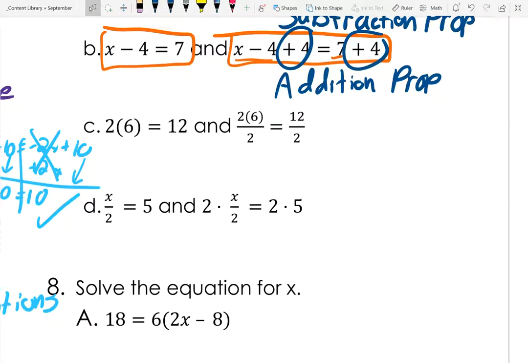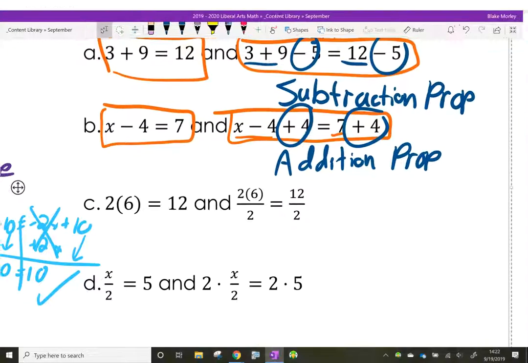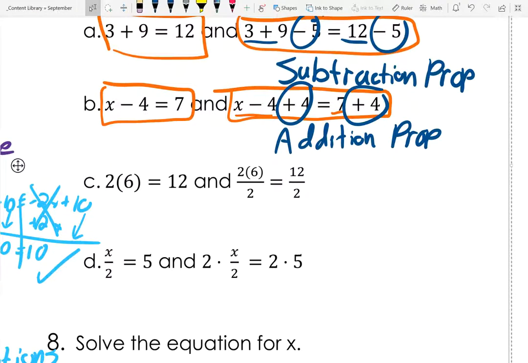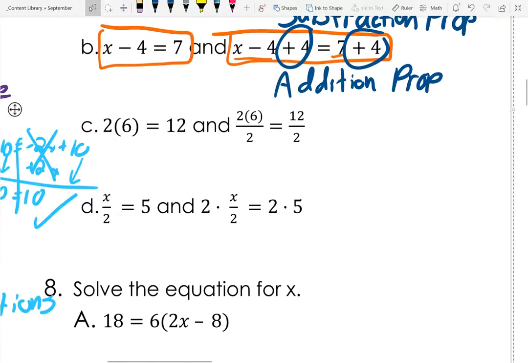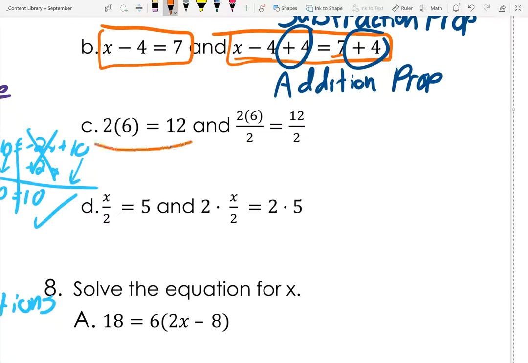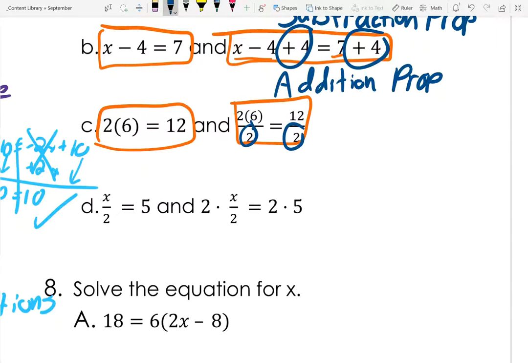So now let's look at C. Oops, I covered that up there. Okay. Let me close that real quick. Let me bring it back. All right. C, they have 2 times 6 equal to 12. Oops, hit the wrong thing. 2 times 6 equal to 12, and then they have 2 times 6 equal to 12, but notice the new thing, right? They're dividing by 2. Since they're dividing both sides by 2, that's the division property of equality.